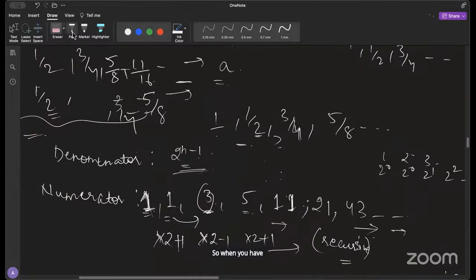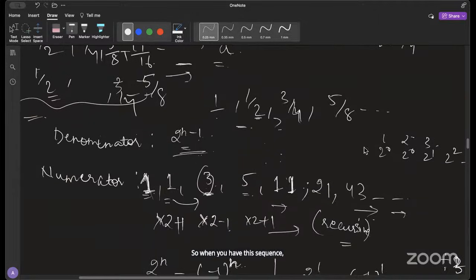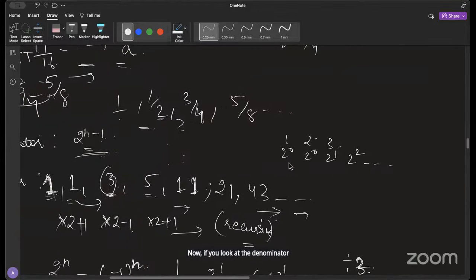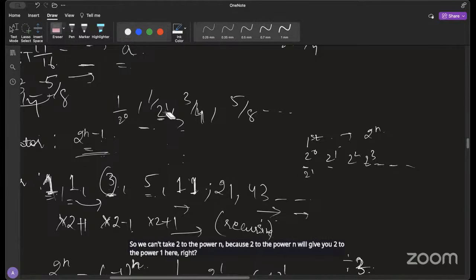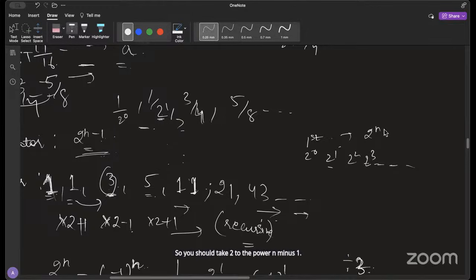So when you have this sequence, now if you look at the denominator sequence, it's 2 to the power 0 here, then 2 to the power 1. So this is your first denominator, this is second denominator, this is third one, and then you have 2 cube and so on, right? So for the first term, we can't take 2 to the power n because 2 to the power n will give you 2 to the power 1 here, right? So you should take 2 to the power n minus 1 here.